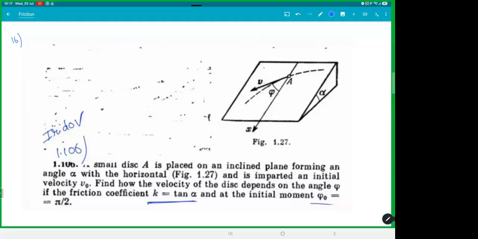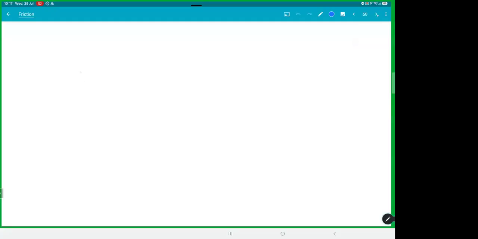What is he saying, the question? See, I'll try to draw the picture. So we have an incline like this. Able to visualize how it is? It is just a wedge where this angle is alpha. Right?